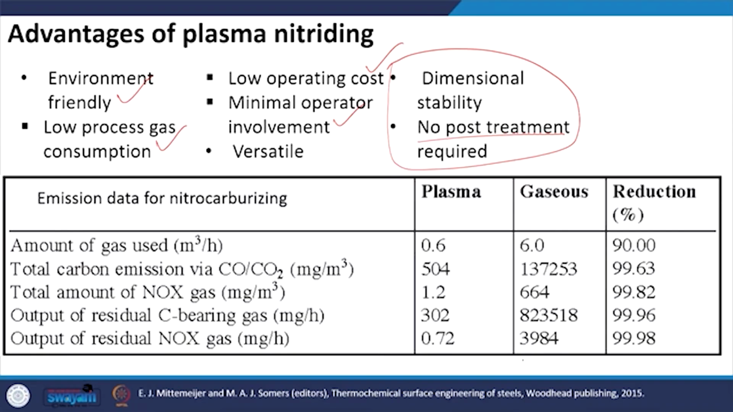In this table, you see quantitatively the gas emission data for nitrocarburizing, that means plasma nitrocarburizing. It is compared here between the plasma process and the gaseous process. You see the drastically reduced emission percentages. That is why plasma nitriding is known as environmentally very good to adopt for applications involving hardening of metallic engineering components.